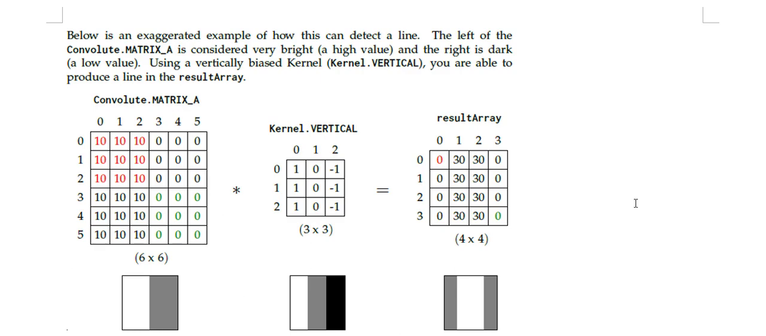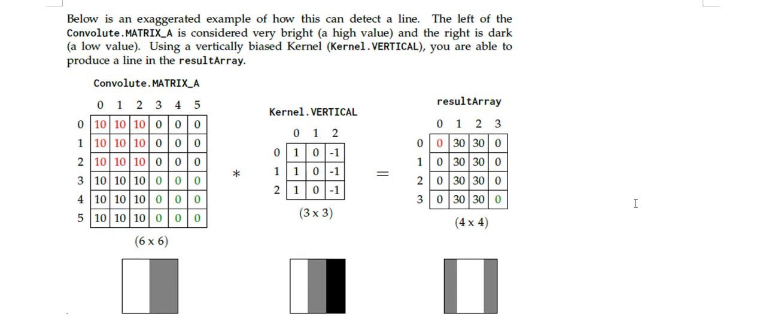Let's look at the question. The question says, below is an exaggerated example of how this can detect a line. The left of the convolute matrix is considered very bright, a high value, and the right is dark, a low value. Using a vertical kernel, you are able to produce a line with the result array. So what does this mean? I also don't know what this means, so don't worry about it.